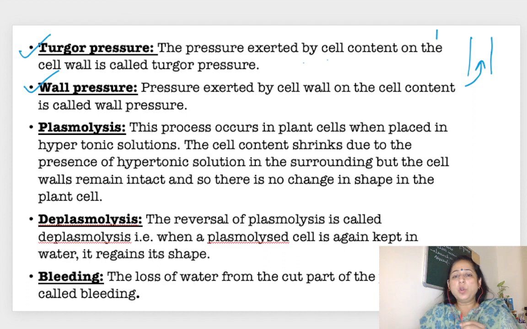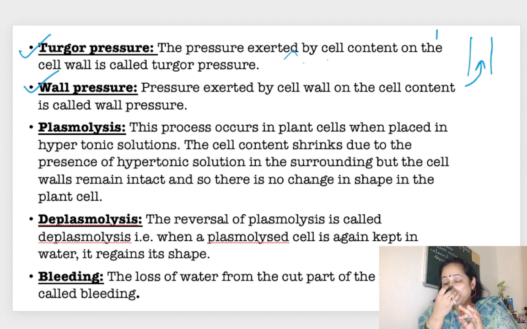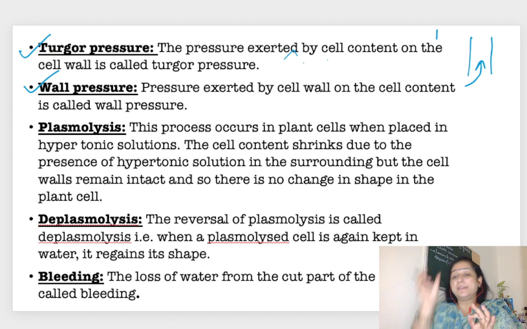Fine. So suppose the turgor pressure, it is the pressure which is basically when the water or the contents which are there in the root exert some pressure over the wall of the roots. Fine. So that pressure which is put over the walls of the root via the cell content is known as turgor pressure.